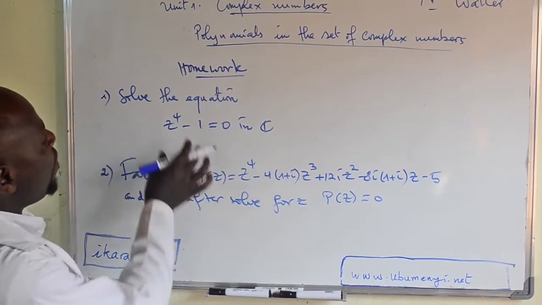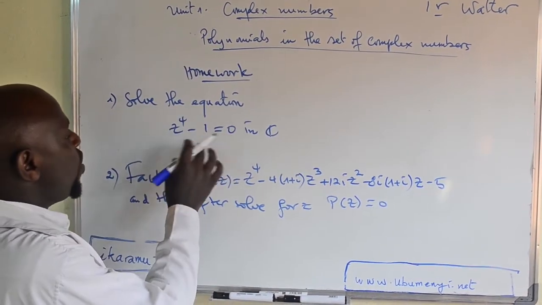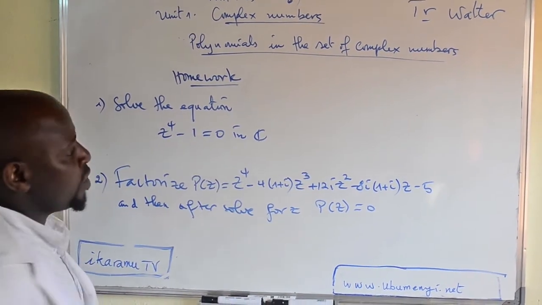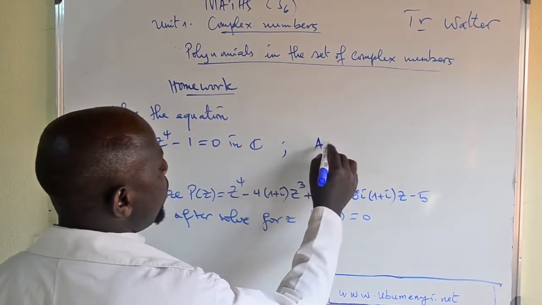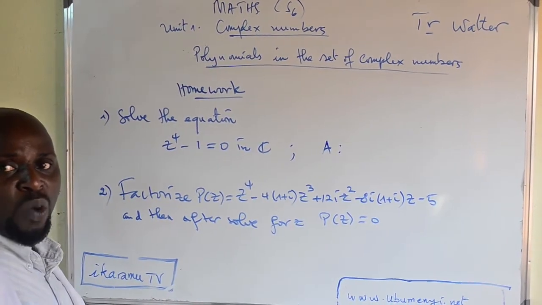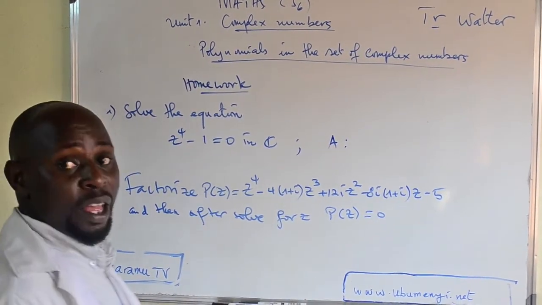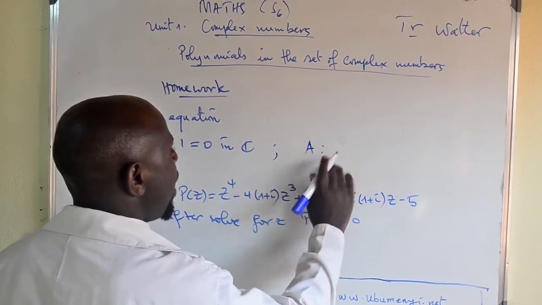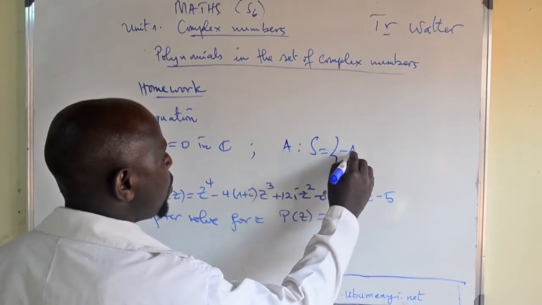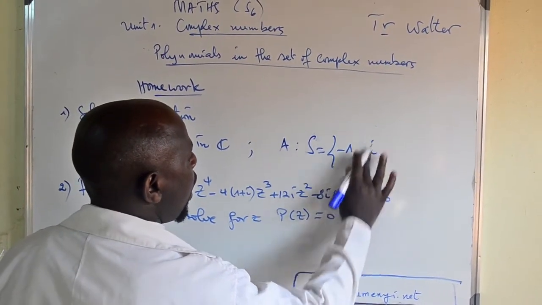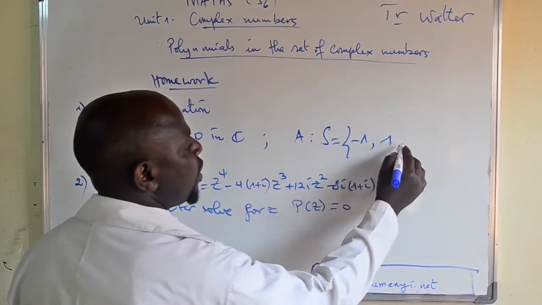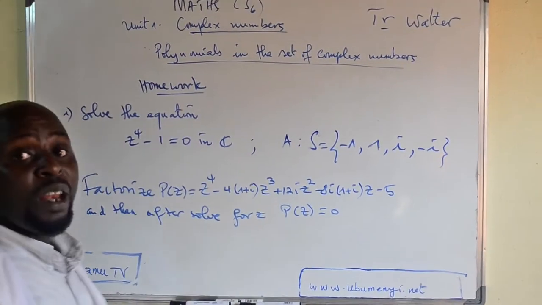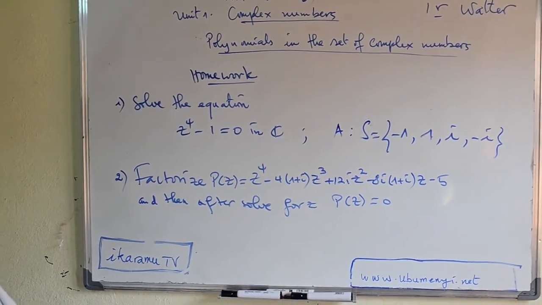Ladies and gentlemen, we have here an equation. You have to solve the equation z^4 - 1 = 0 in the set of complex numbers. And here, my dear students, if you find the following answer, you should know that you are right, and you will just say that you have done a good job. So if you find the solution, which is -1, 1, i, and -i, ladies and gentlemen, you should congratulate yourself that you have done a great job.